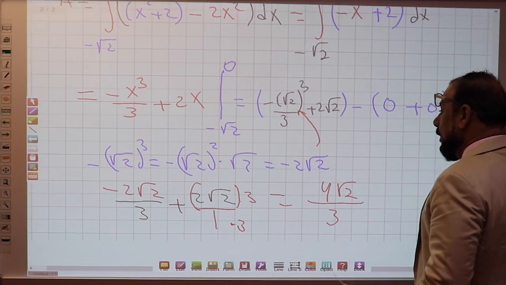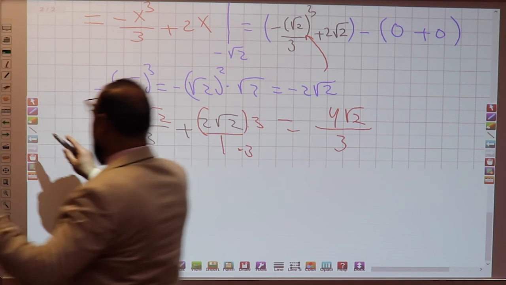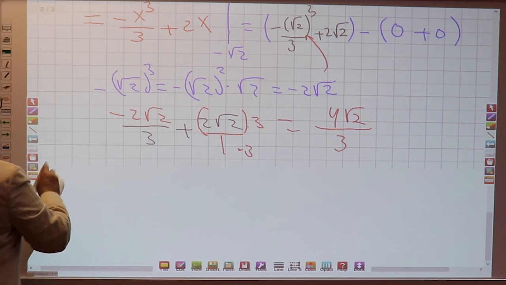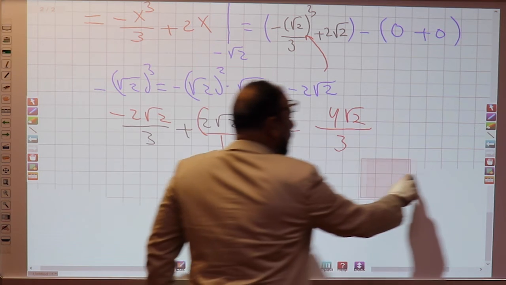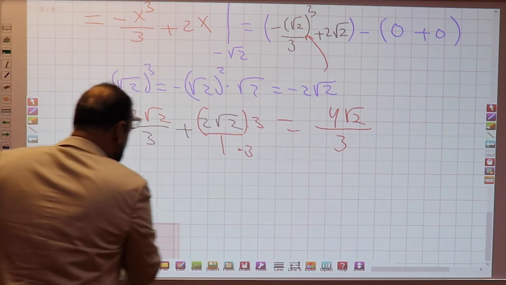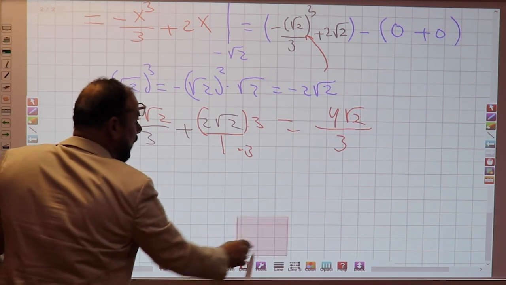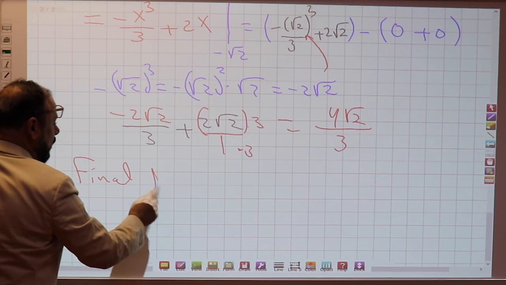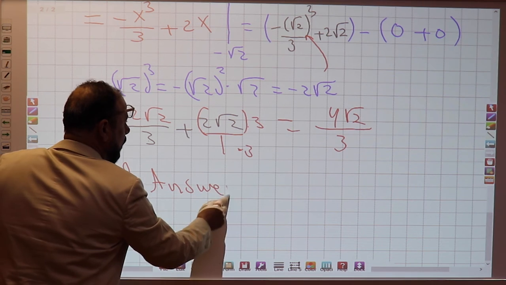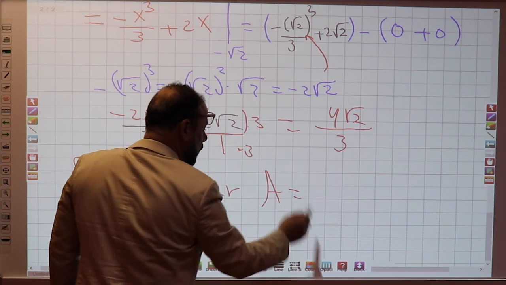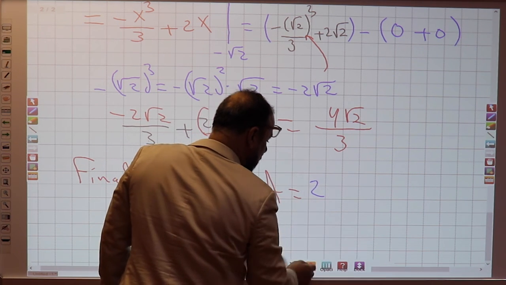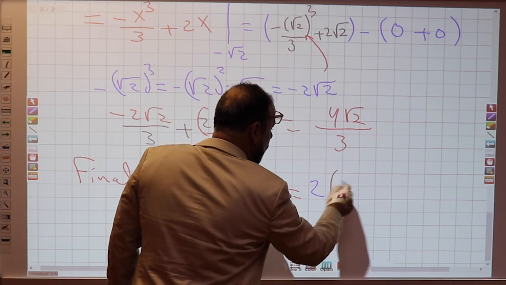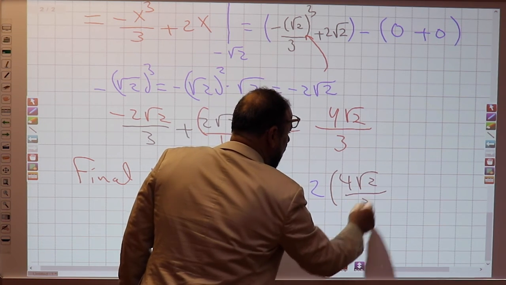Then the last step, only one step: multiply that by 2. My final answer, my total area, equals 2 times 4 square root of 2 over 3.